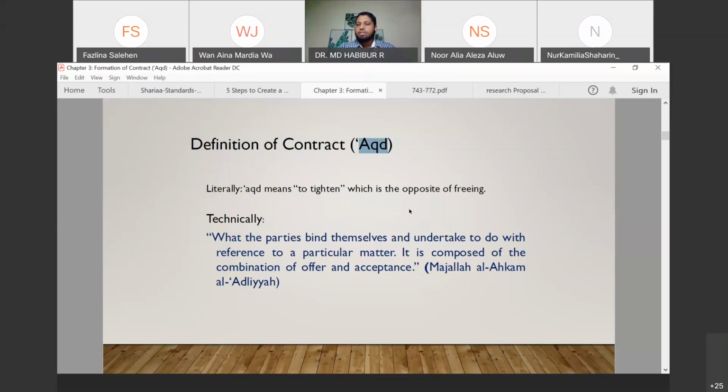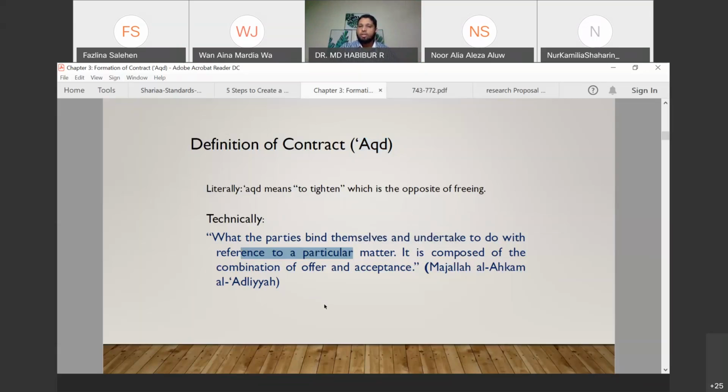So what is the relation between the literal meaning and the terminology? Because in aqd, the related parties, for example, the buyer and the seller, become tied to each other. When you sign a contract with the other party, it means a relationship has been built, in terms of making delivery of the commodity and making payment from the other side. So this is aqd, what the parties bind themselves and undertake to do with reference to a particular matter.